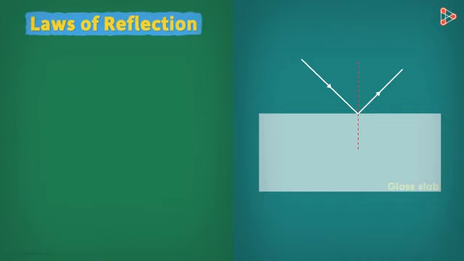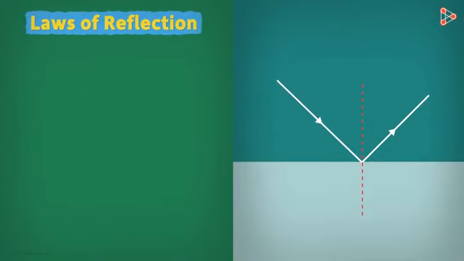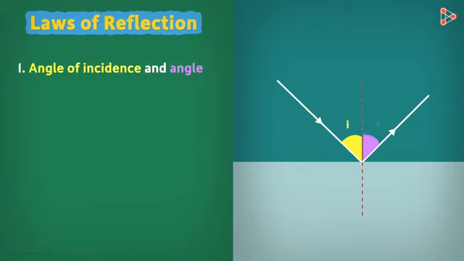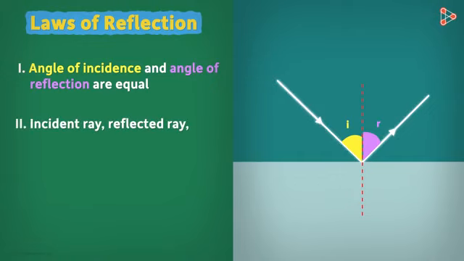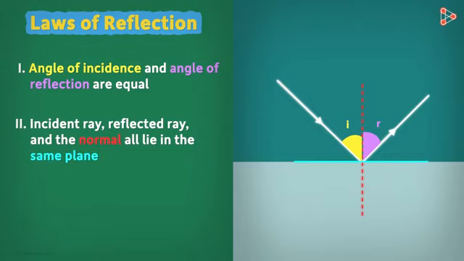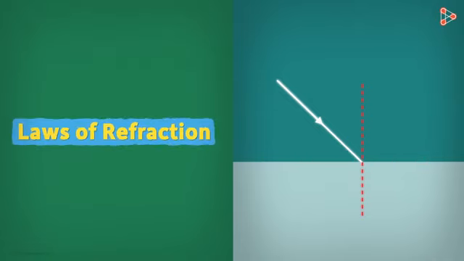The first one says that the light ray which is incident is reflected in such a way that the angle of incidence and the angle of reflection are equal. And the second one says that the incident ray, the reflected ray, and the normal all lie in the same plane. Just like for reflection, there are some laws for refraction.